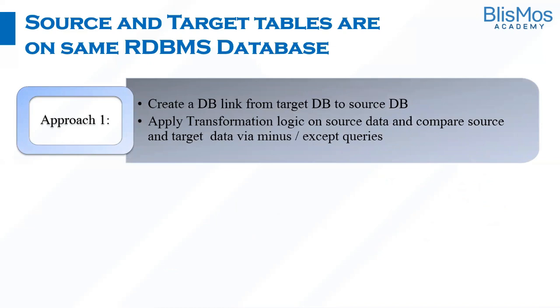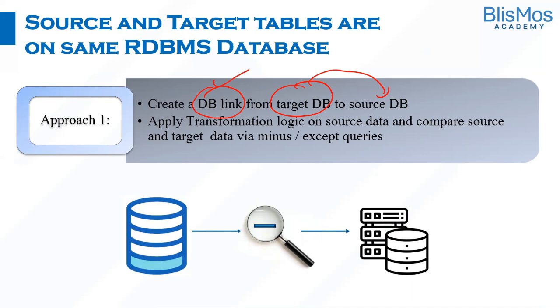First approach is creating a DB link from target DB to source DB. DB link is database link. Why are we creating a DB link? Remember, in this scenario, source is on a different server, target is on a different server. In order to establish a communication between the source and target, we are creating a database link, that is DB link. Once you establish the connection by using a DB link, then things are simple.